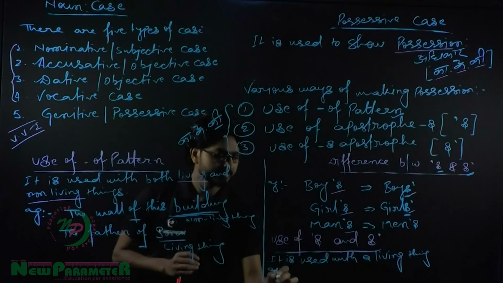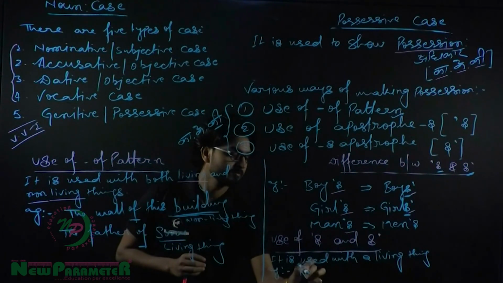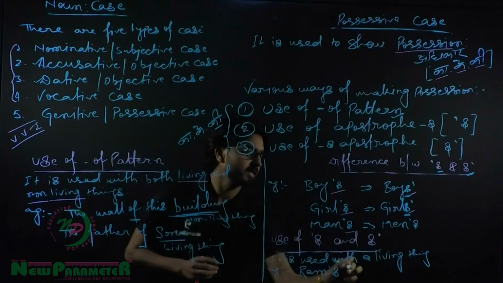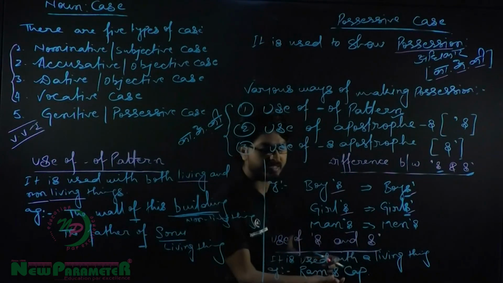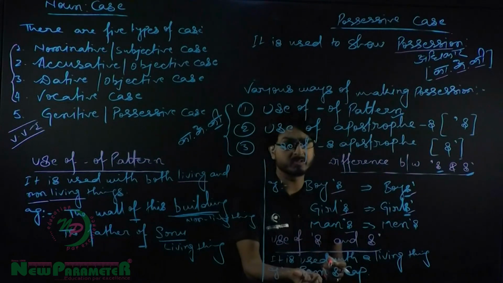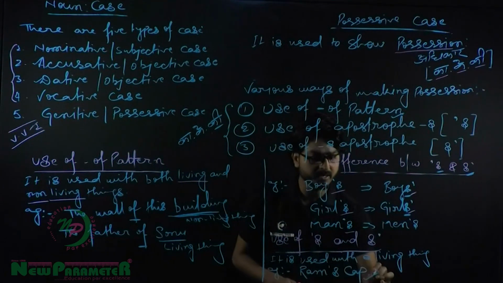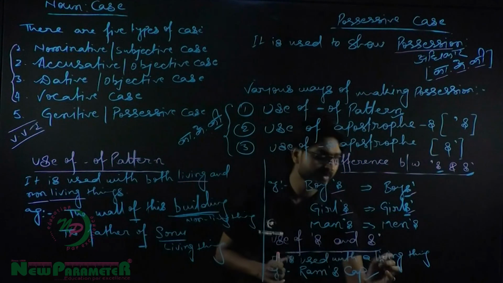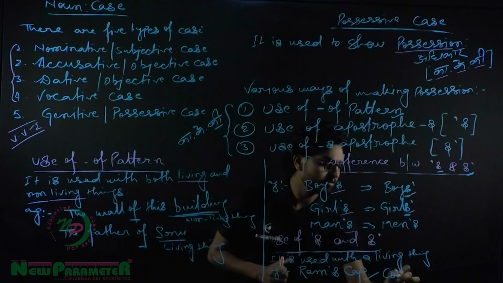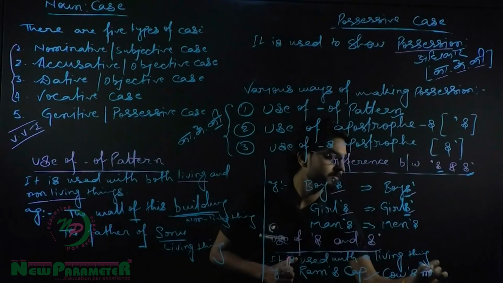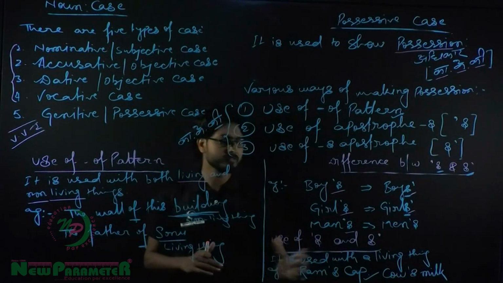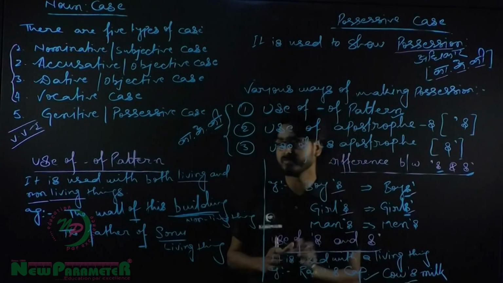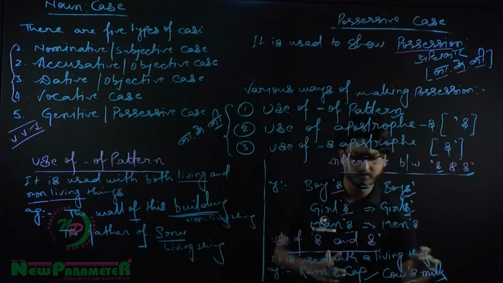For example, Ram's cap. See, we have used this apostrophe s with Ram, and as we know, Ram is a living thing, so it is perfectly fine. If I have to say cow's milk, we know cow is a living thing, so we have used apostrophe s with the cow. It's perfectly fine, no problem.